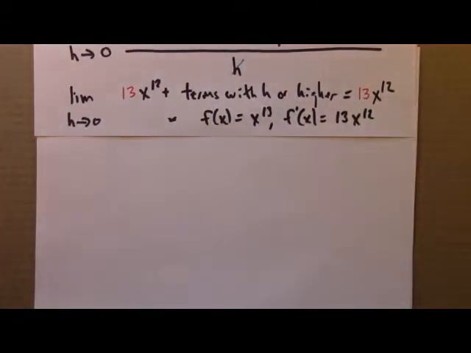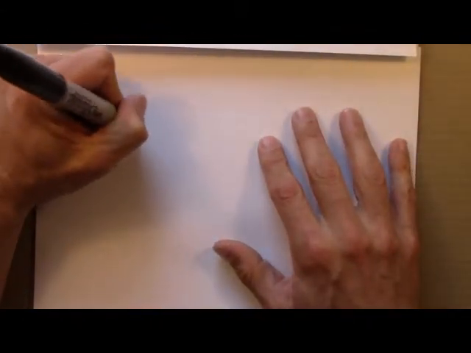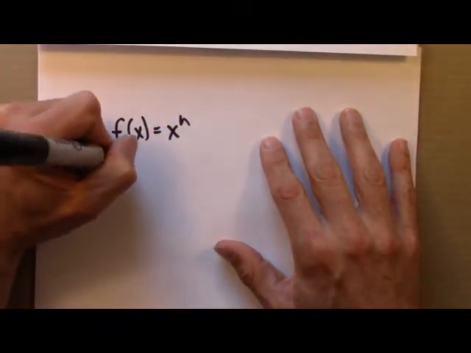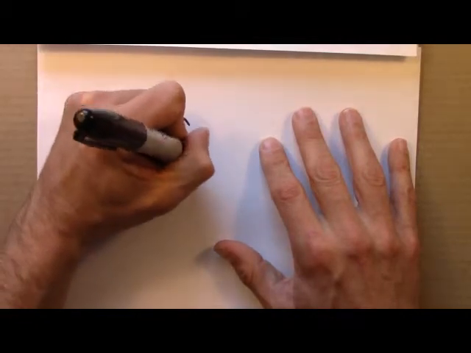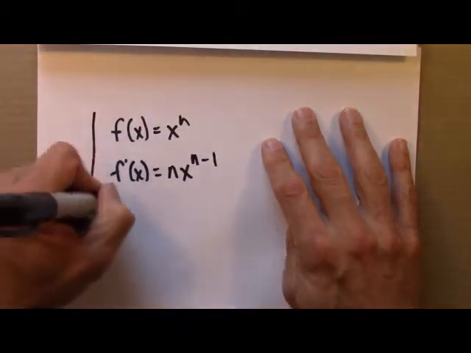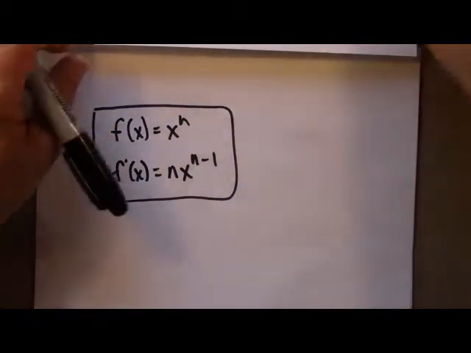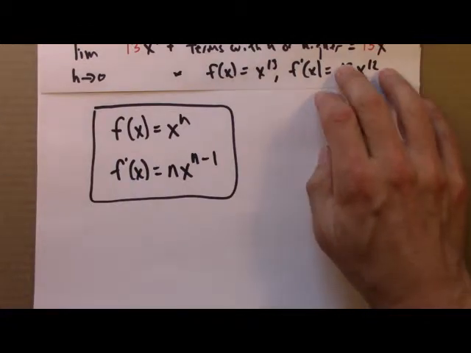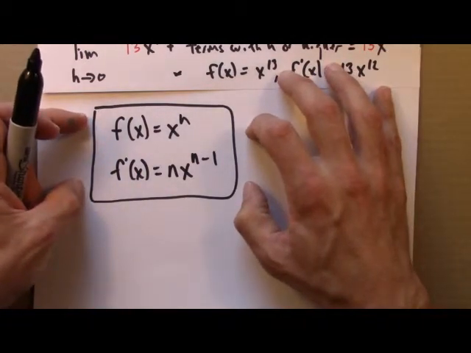So the moral of the story is that if we have f of x equals x to the n, f prime of x equals n x to the n minus 1. So that's the power rule. This isn't a formal proof or derivation by any means. It's not airtight mathematical logic, but I hope it at least makes it seem a little bit less mysterious.